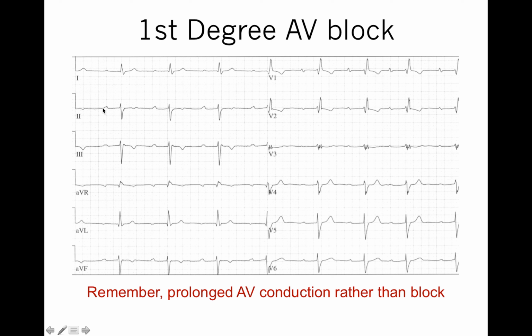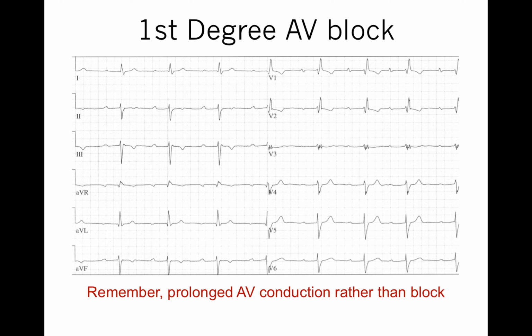It is a misnomer though. There is no actual block. Every P wave conducts to every QRS. P wave, QRS, P wave, QRS, P wave, QRS. So conduction does take place. It is just delayed. So there are people who feel that this should be called prolonged AV conduction rather than first degree AV block, because there is no actual block. Every P wave still conducts to every QRS.